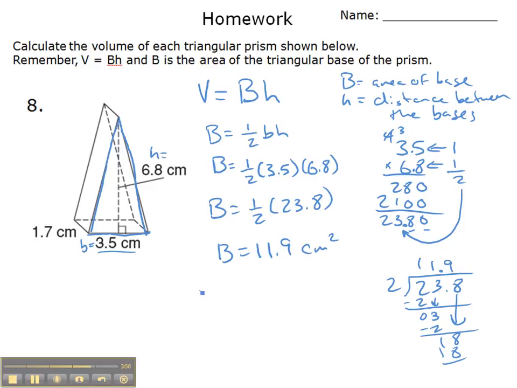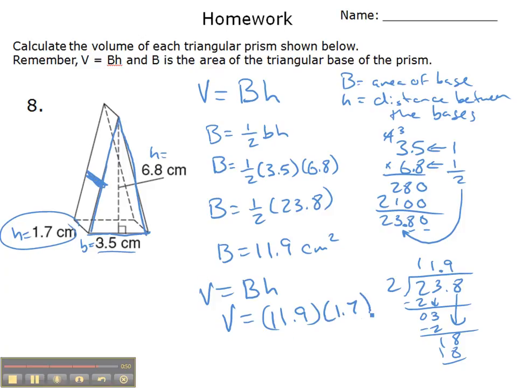Now we can find the volume. Area of the base times the height, which is the distance between the bases. So the volume is equal to 11.9 times the distance between the bases, this 1.7 centimeters. That's the height of the prism itself. So now we need to do 11.9 times 1.7. Again, ignore the decimals, and it would be like multiplying 119 times 17. Put the decimal back in, we need it at the end.